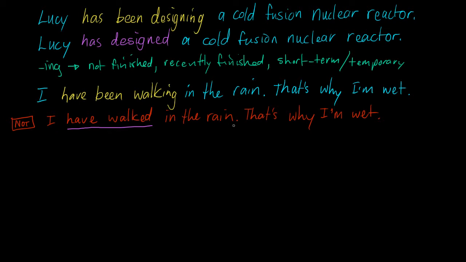To say I have walked in the rain means an experience that you've had in the past, which would not fit well with this present evidence that you have here, or a present result, obvious result in the present. So we'll make a note here that we want to use ing in this case to show that there's an obvious result. It's recently finished, with an obvious result in the present.